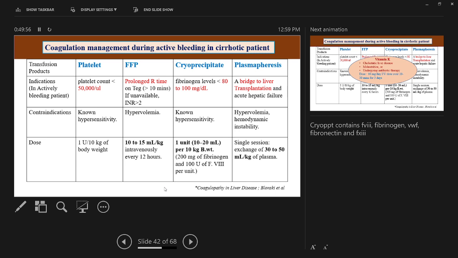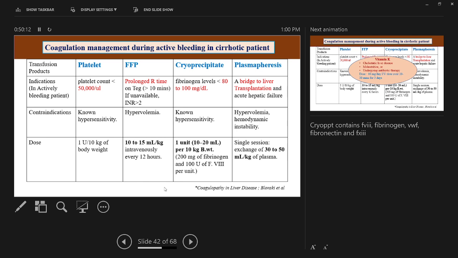Cryoprecipitate is only recommended when the fibrinogen level is less than 80 to 100 milligrams per deciliter. One has to remember that we have to give 1 unit per 10 kg of body weight, similar to platelets. Each unit of cryoprecipitate contains 200 mg of fibrinogen and 100 units of factor 8 per unit.